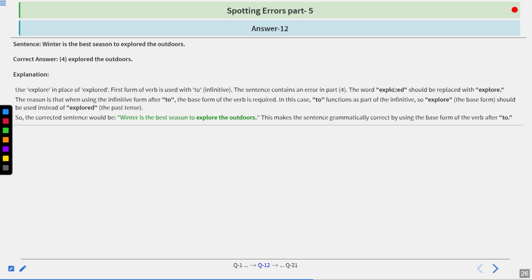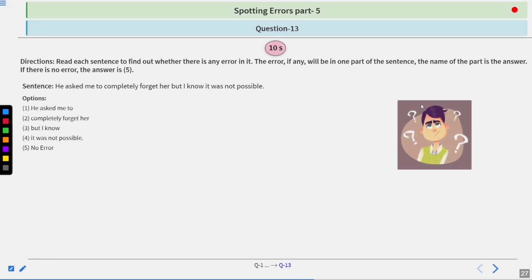The word explored should be replaced with explore. The reason is that when using the infinitive form after "to," the base form of the verb is required. In this case, "to" functions as part of the infinitive. So "explore," the base form, should be used instead of "explored," the past tense. So the correct sentence would be, winter is the best season to explore the outdoors. This makes the sentence grammatically correct by using the base form of the verb after "to." I hope you have understood. Let's move to the next question.